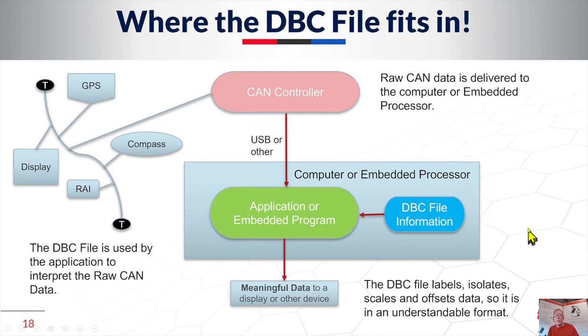DBC files label, isolate, scale, and offset the data in any J1939 frame. They're also used in some other protocols as well. So here we have a device reading the raw CAN data, shipping that data through a USB or other bus interface, depending on the application, to a computer or an embedded processor. That processor combines that raw CAN data with the information in the DBC file, and it comes out with meaningful data. It isolates, scales, and offsets that data, identifies it via the identifier, and makes meaningful data out of that hexadecimal data coming across in the frame.